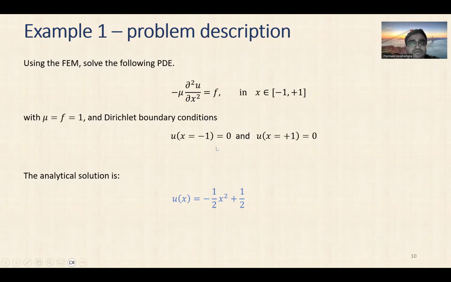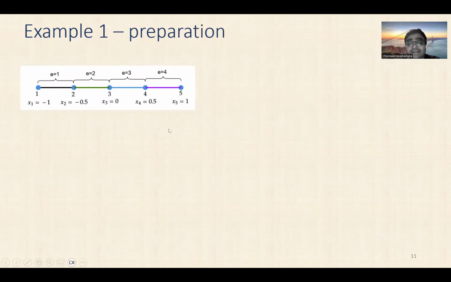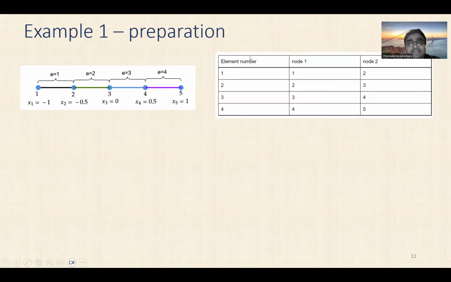In order to solve this, we split the domain into 4 elements. Our domain is from -1 to +1, and we have 4 equally spaced elements, so we have 5 nodes. This is our element node connectivity matrix: this is the element number, this is the first node, and this is the second node, so these are the nodes for each element.